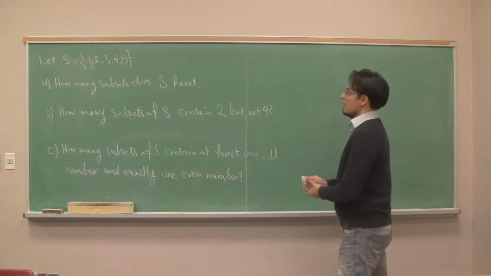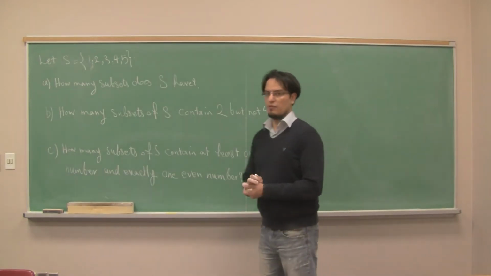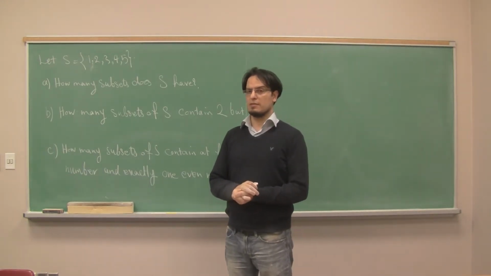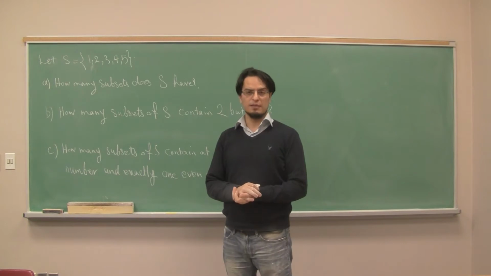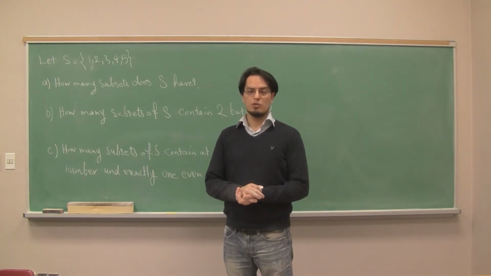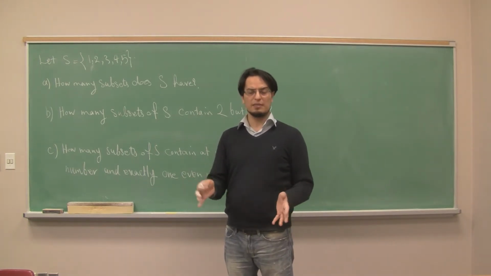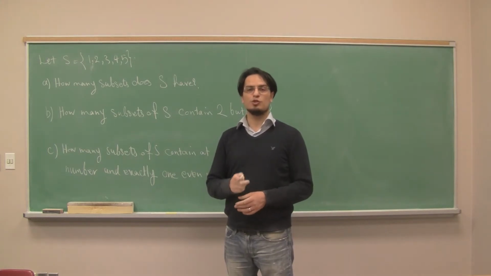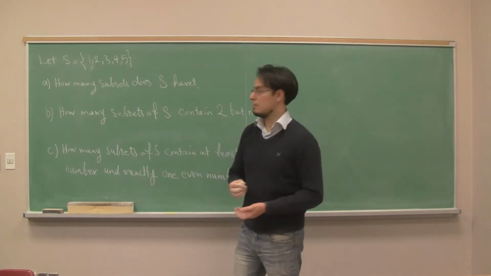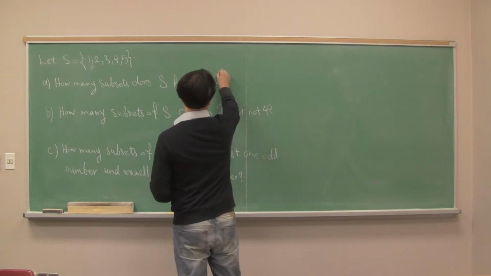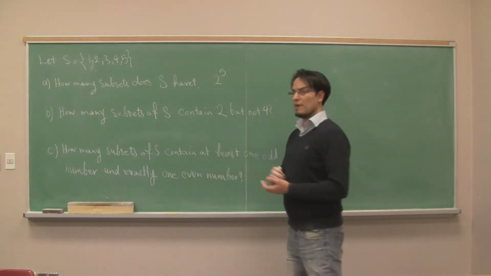Well, part A, we had a formula for the number of subsets of a set with n elements. If a set has n elements, the number of subsets for that set is 2 to the power n. Here, in this case, it's 2 to the power 5. But how do we find it?